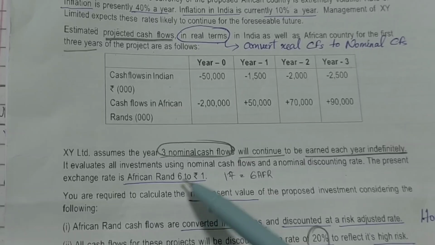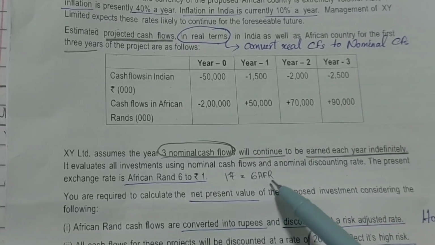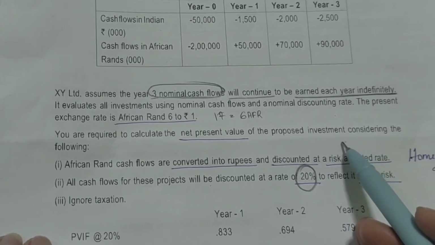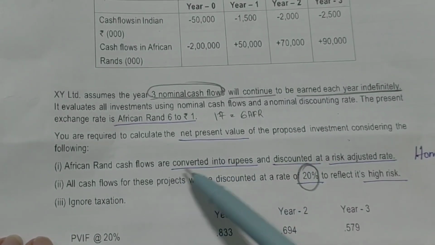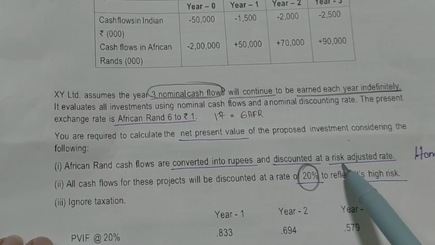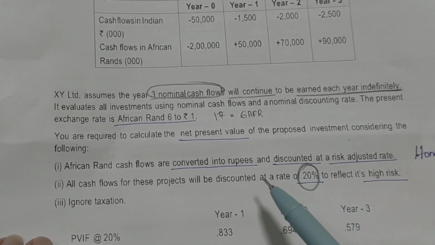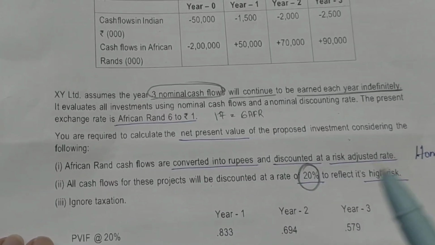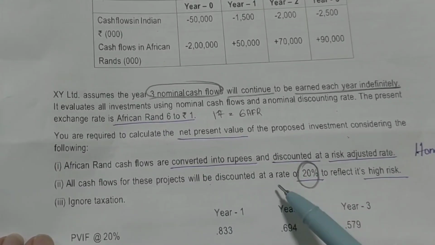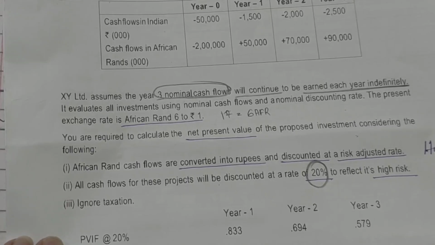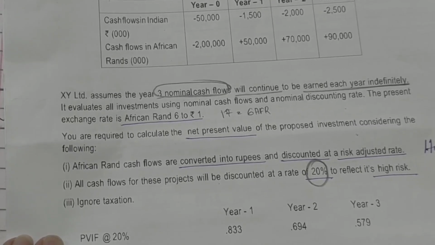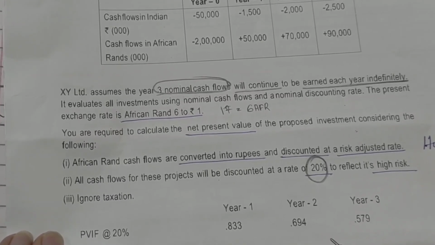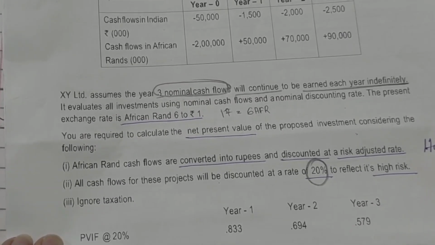Present exchange rate is African Rand 6 to 1. That is 1 rupee is equal to 6 African Rand. You are required to calculate the NPV of the proposed investment considering the following. African Rand cash flows are converted to rupees and discounted at a risk adjusted rate. So convert to rupees, the home currency approach. All cash flows for these projects will be discounted at a rate of 20% to reflect its higher risk. 20% is the discounting rate. Ignore taxation. Then present value factor at 20% for 3 years is given.